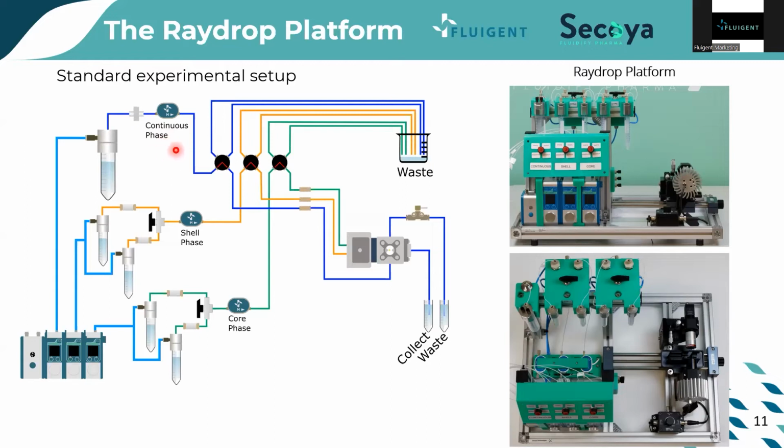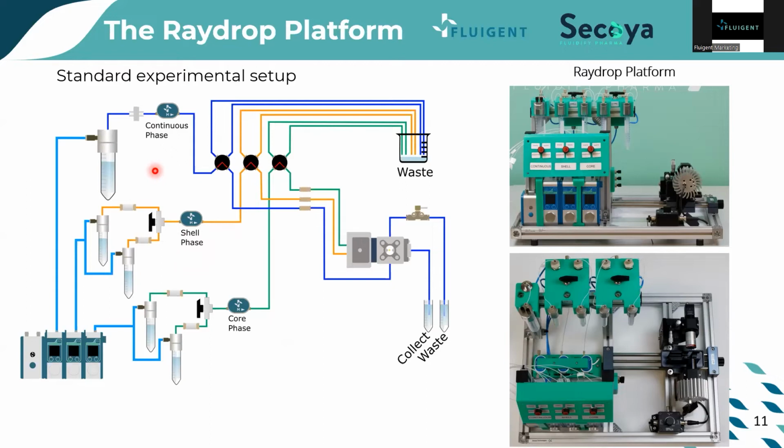For this setup in particular, we chose to use 3 different pressure controllers, one for each phase. The first one will be used for the continuous phase, the second and the third one for the shell and the core phase. For the continuous phase, we use one reservoir of 50 milliliters, and for the core and the shell phase, we use 2 reservoirs of 15 milliliters.